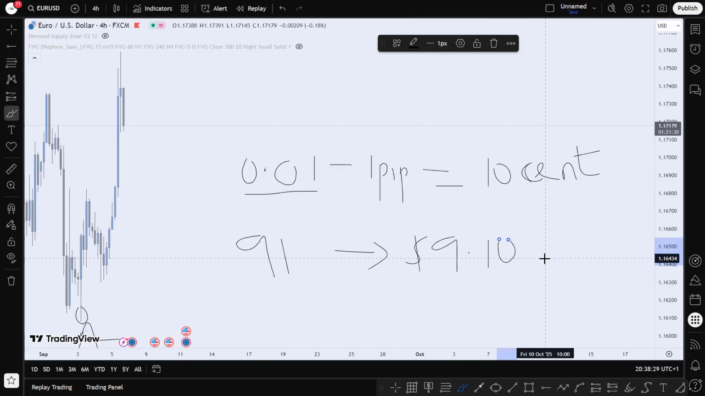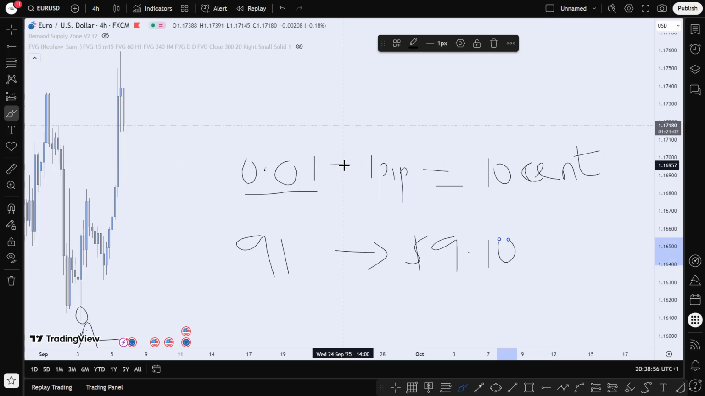Now, this is what we said. We said since 1 pip equals 10 cents, then 9 pips is 90 cents. Yes. Now, we're talking of 91.